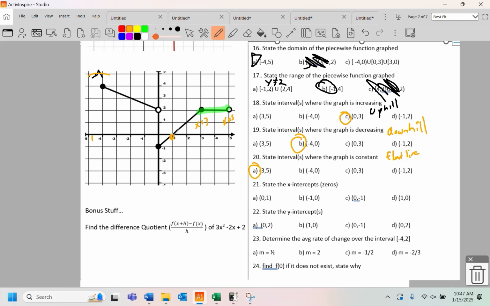X-intercepts, I don't understand why this is an issue. It's 1, 0. Y-intercepts, this is the only one that's real. This is y equals -1. This is a hole. There is nothing in a hole. So 0, -1 is going to be my y-intercept.